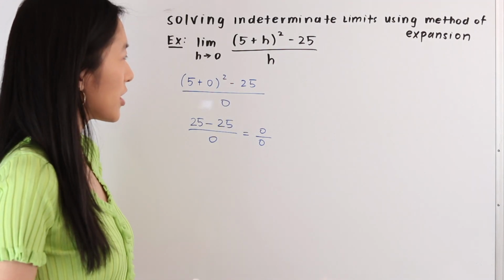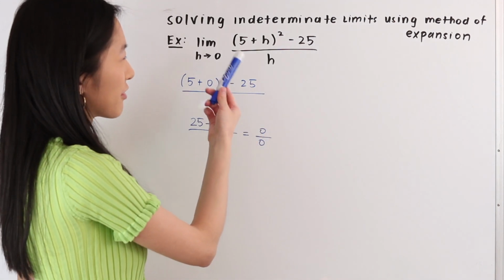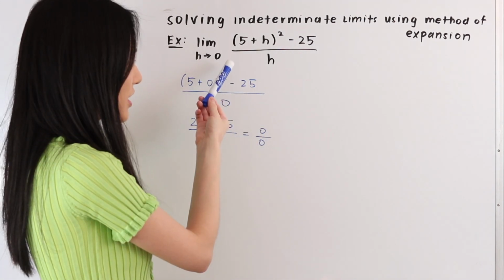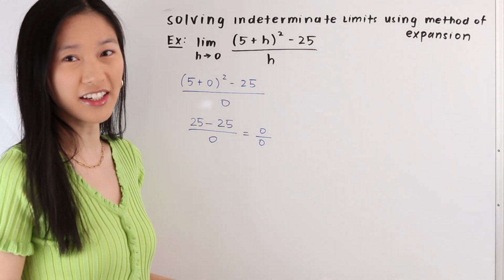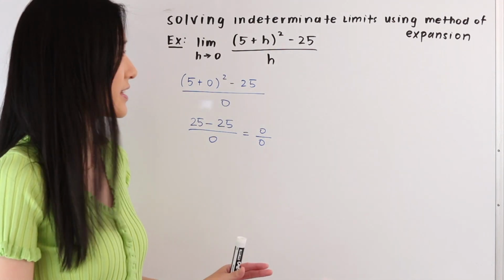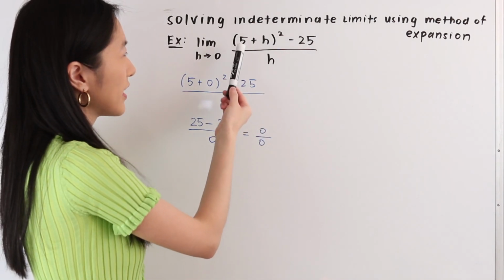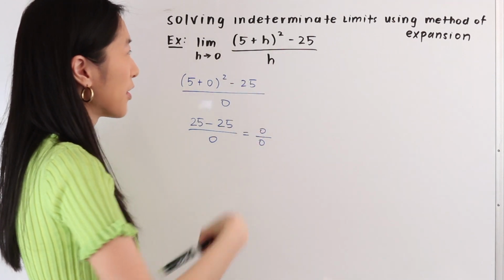So the next method that we usually like to try is factoring, but taking a look at our function here, there's nothing really to factor here. So the next method that we can try is the method of expansion, and all this means is to expand any terms we have in the parentheses. So we can do that here because we have this quantity (5 plus h) squared in our numerator.